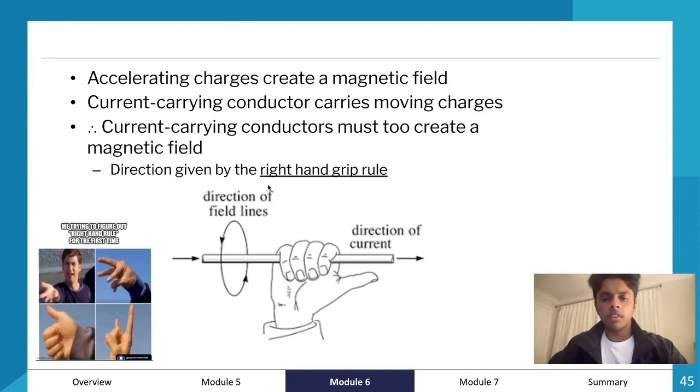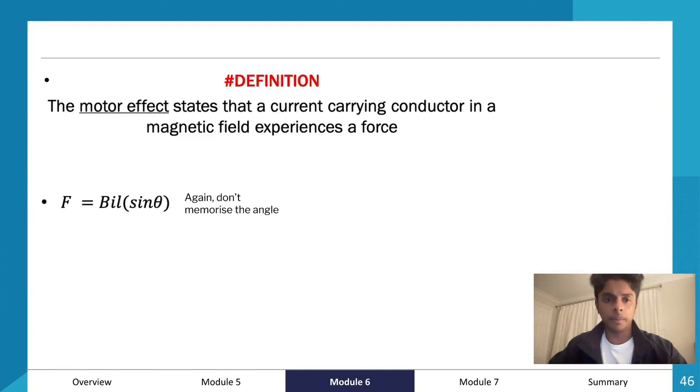So current-carrying conductors must also create a magnetic field. The direction given by the right-hand grip rule will be the direction of this magnetic field, so the direction of field lines will be in a circle like that. We have the direction of current, so I'll point my thumb in the direction of the current, and the way my four fingers circulate or grip will be the direction of the field lines. So that's what accelerating charges will look like in a magnetic field.